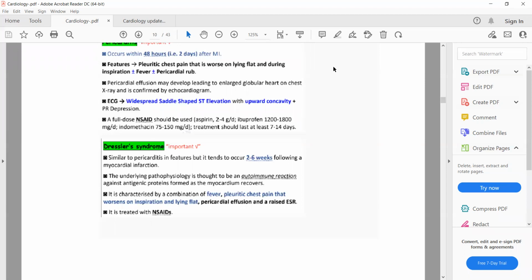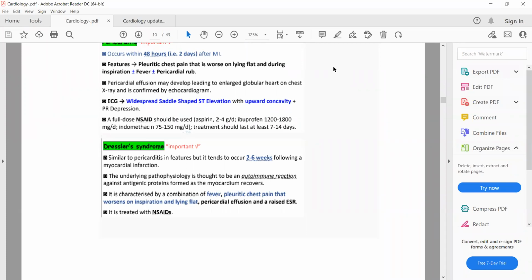So if pericarditis occurs within 2 to 3 days, then it is most likely due to inflammation of the pericardium. Then it will be called acute pericarditis. And if it occurs 2 to 6 weeks after MI, then it is Dressler syndrome, because the mechanism of Dressler syndrome is different from pericarditis. It is pericarditis, but the underlying mechanism is different. What is the underlying mechanism of Dressler syndrome?